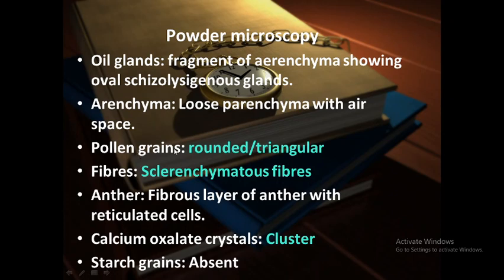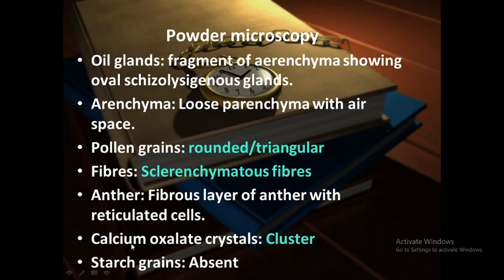Also contains pollen grains, as these are the flower buds. So it contains the pollen grains. The rounded and triangular pollen grains are present in powder of clove bud. The sclerenchymatous fiber is another important microscopic characteristic. Then, as these are the flower buds, the anther is also present in the powder. So fibrous layer of anther with reticulated cells.